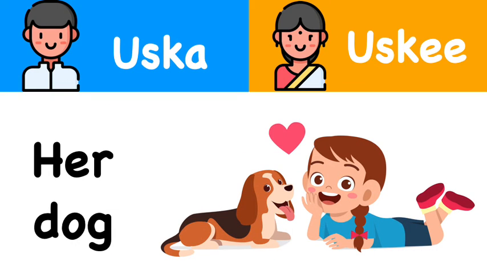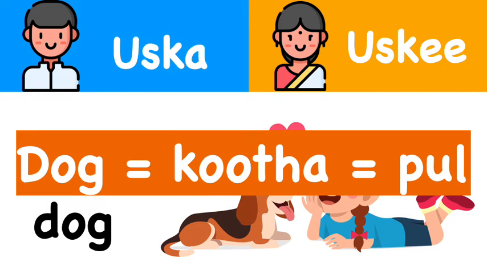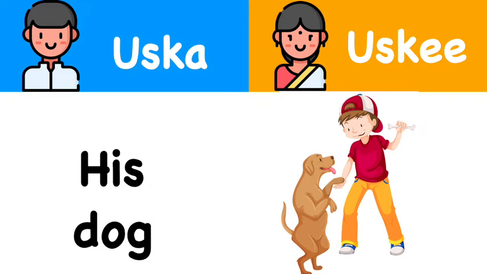Uska. All right, what about this one? Her dog. Would it be uska or uski? Well, the first question you should be asking is, wait a minute, Auntie, is dog a pull noun or a stree noun? What is the word dog in Hindi even? Those are the questions that you should be asking in order to determine if it should be an uska or an uski. So the way we say dog in Hindi is kutta. And from that, you should recognize that kutta is a pull noun. And if kutta is a pull noun, then do we use uska or uski? Uska.